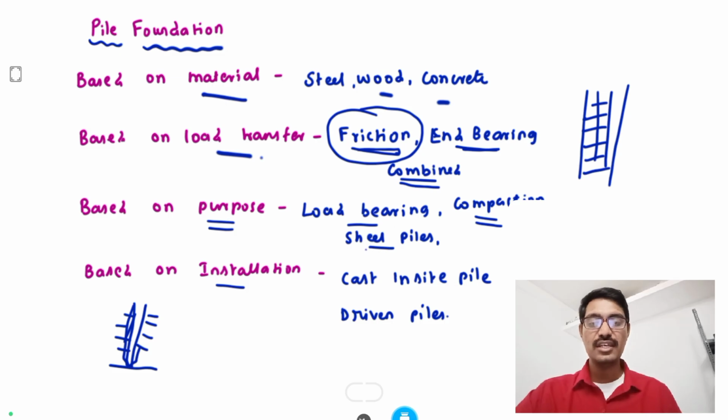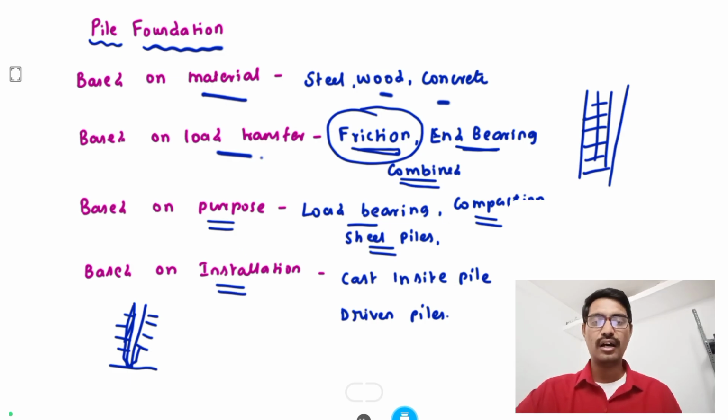So next thing is sheet piles. If we want to separate two materials or two soils, or provide a barrier against seepage, that is water seepage, we go for sheet piles. Okay, so based on the purpose there are three types of piles: load bearing piles, compaction piles and sheet piles. Next thing is based on the installation.